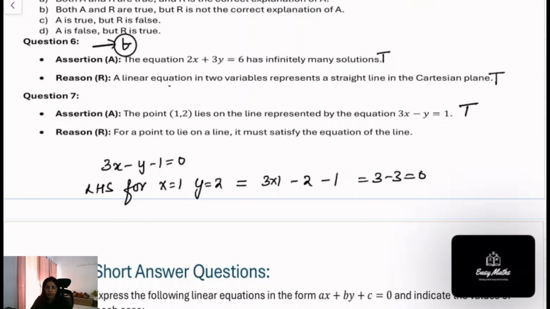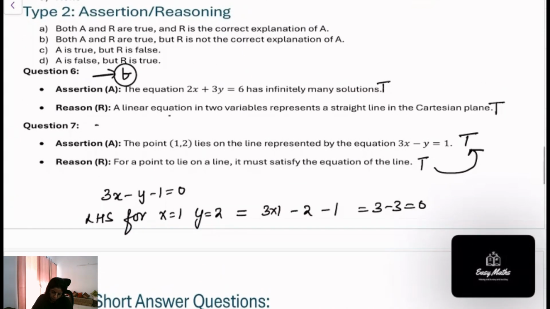For a point to lie on a line, it must satisfy the equation of the line. True. And this is what we have used to solve it. So these are related. This is the condition we have used to solve this. So the answer for this will be A.